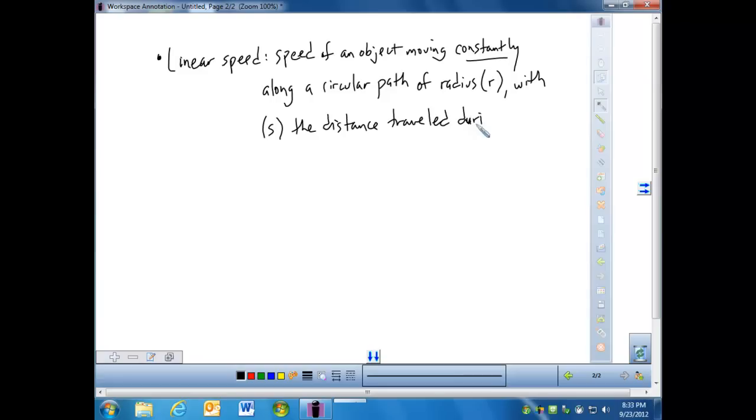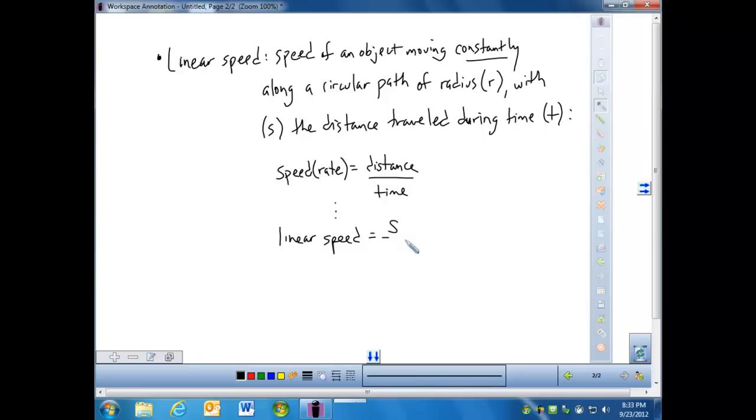So a formula you can use for that speed. Remember that speed is always just a rate, how fast over how much time. You've learned even when you were younger that speed is just distance divided by time. So we apply that now to the linear speed idea, and that S in that definition above, that distance divided by how much time, is going to be our linear speed.